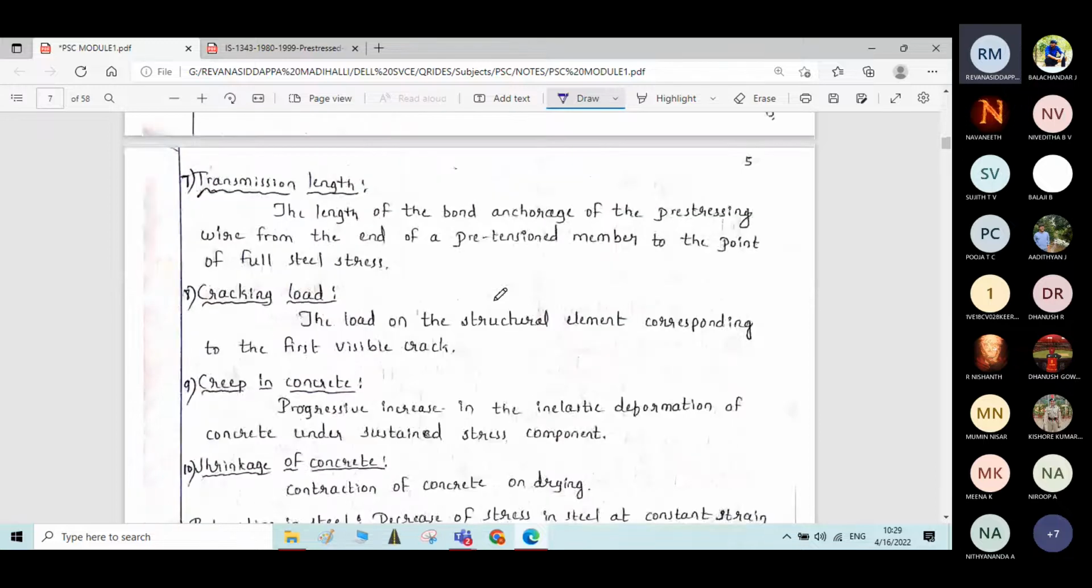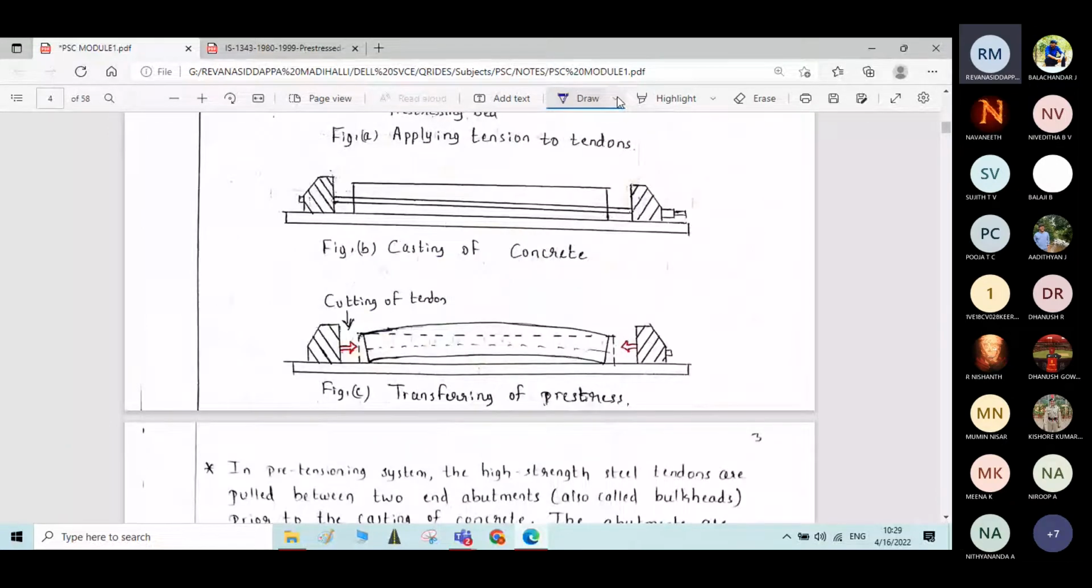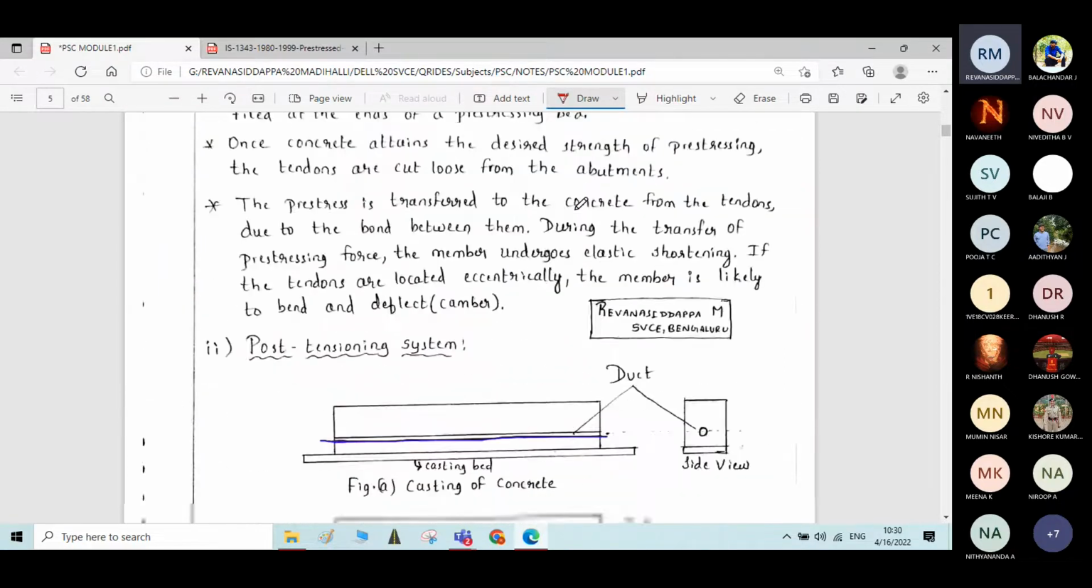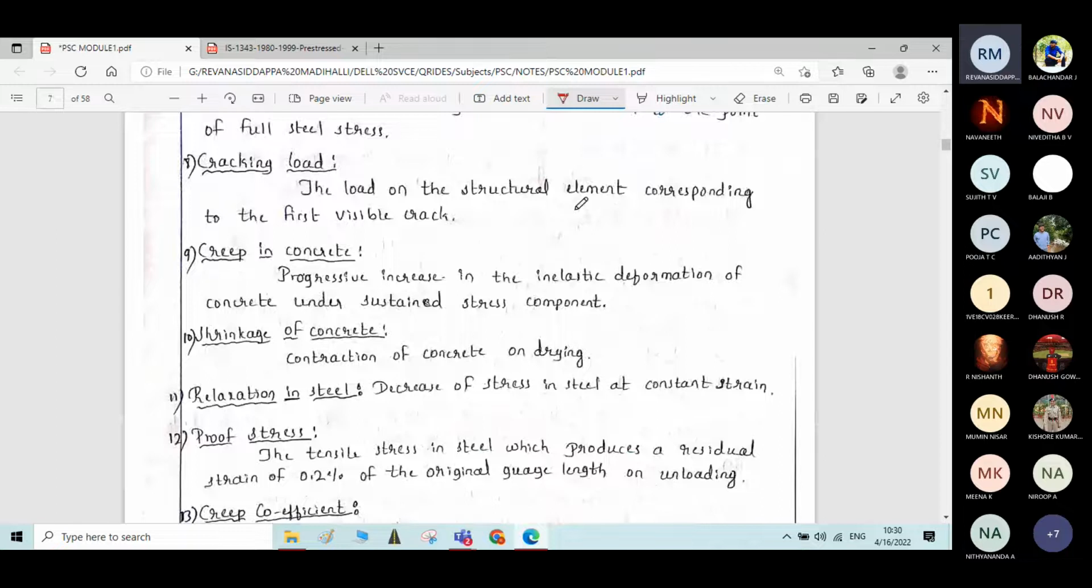Next, transmission length. Transmission length means the length of stretch required for a tendon to introduce pre-stresses into the member. It is called the transmission length.